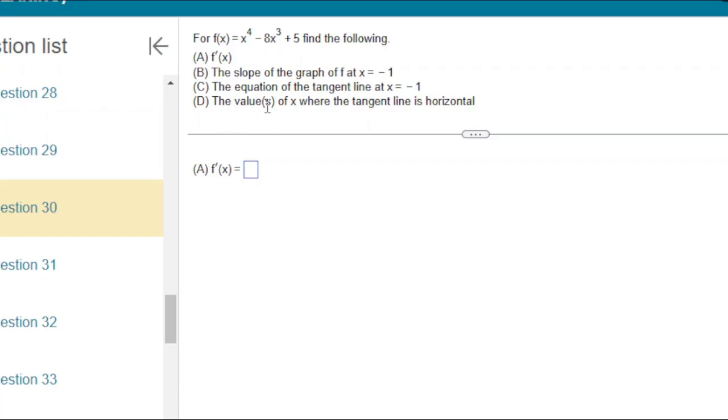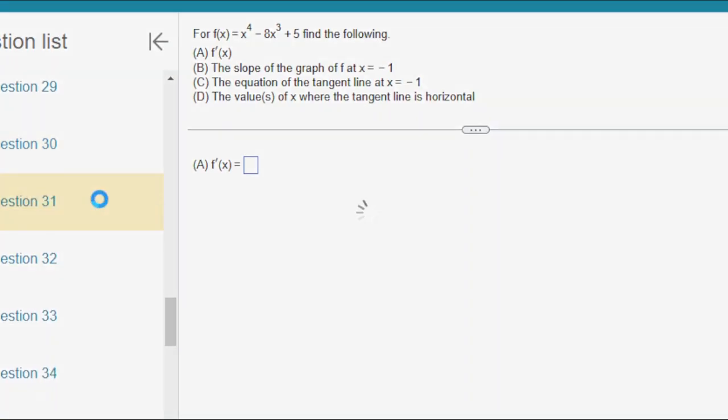Now, part D, find the values of x where the tangent line is horizontal. Well, that one is like ones that we previously did as well. You just take that derivative that we had and set it equal to 0, and you solve for x. So you probably need to factor it or something, and you solve for x.